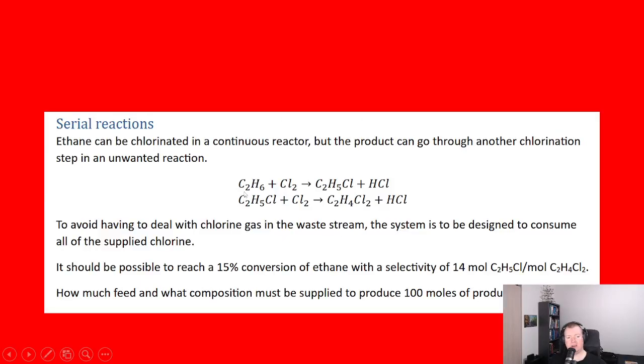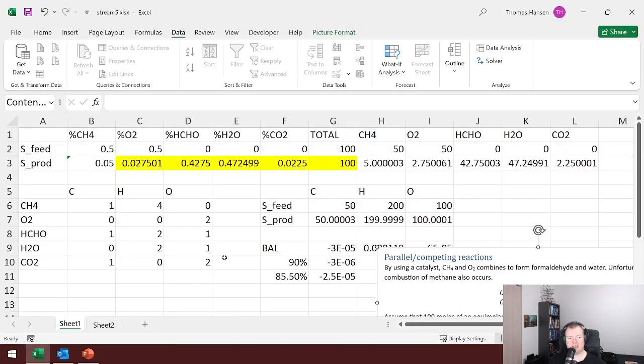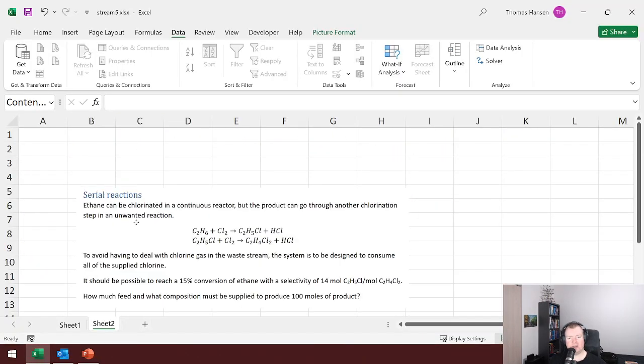This is the serial one. We have ethane that can be chlorinated once, producing some hydrochloric acid, and what is that? Ethyl chloride, whatever. That one can then react with another chlorine molecule to have a double substitution and some more acid. Again, we're being given some extra information, but for now, let's just start and set up this system. So we jump to the other one I have here.